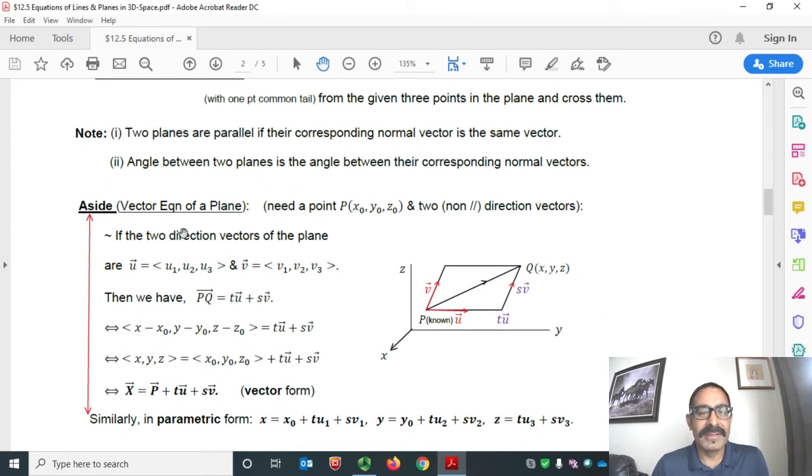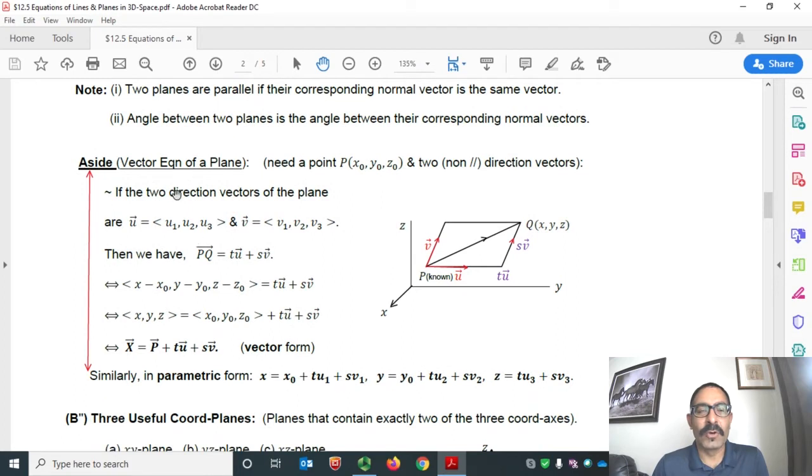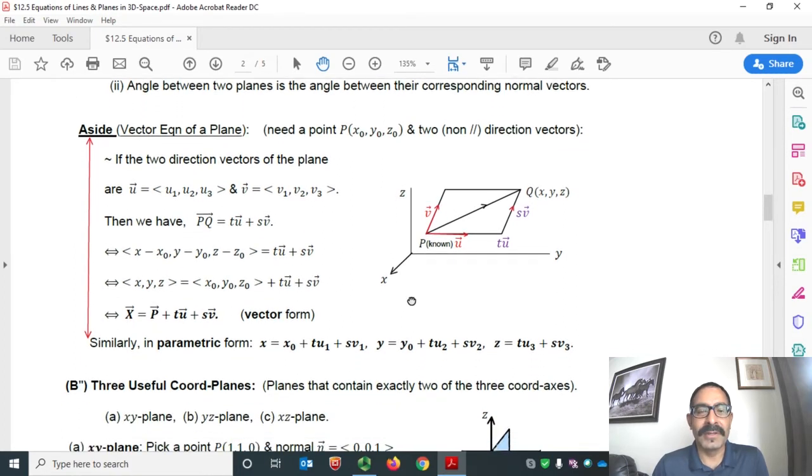There is an aside, the vector equation of a plane. This is just an extra here. You can just pause the video and go over this here. But let me skip here.